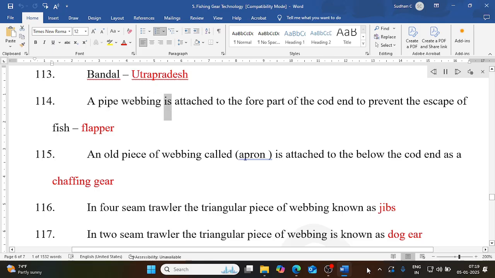A pipe webbing is attached to the forepart of the cod end to prevent the escape of fish, called the flapper. An old piece of webbing called an apron is attached below the cod end as a chafing gear. In a 4-seam trawler, the triangular piece of webbing is known as jibs. In a 2-seam trawler, the triangular piece of webbing is known as dog ear.